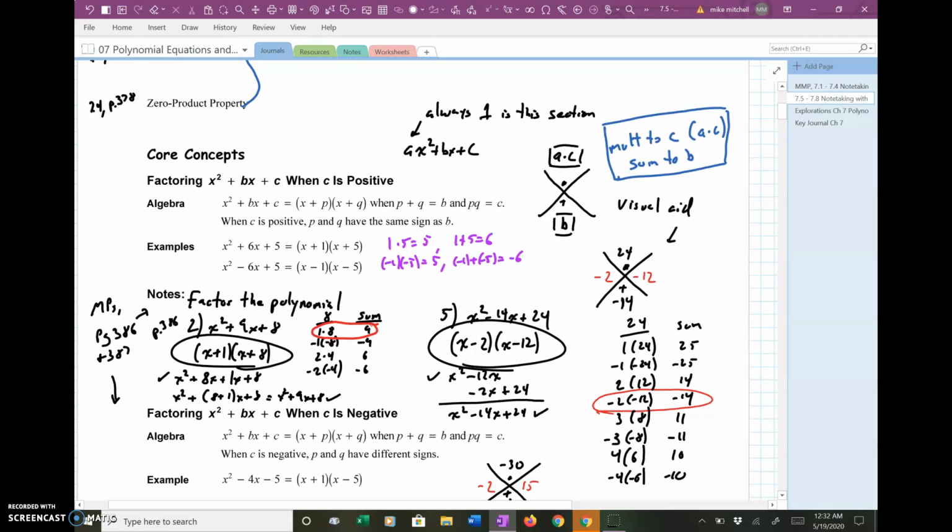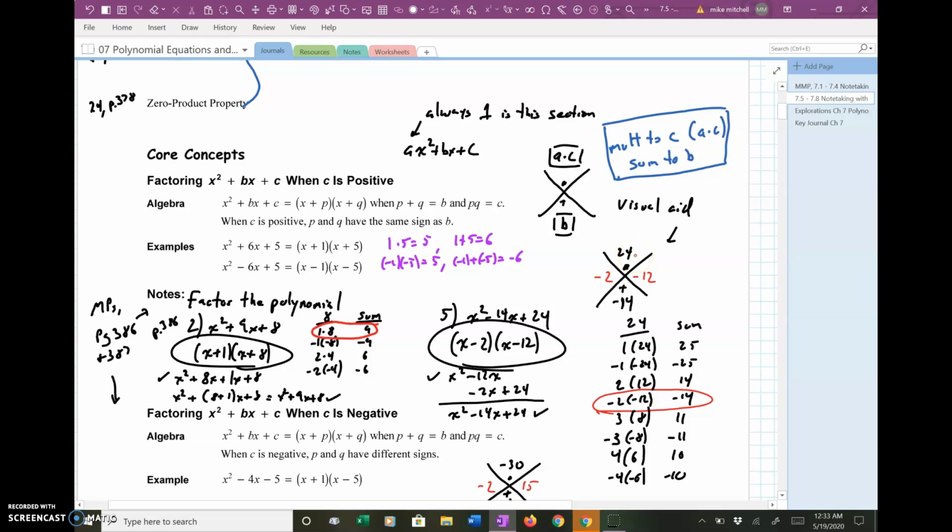It's everything that multiplies to 8. Only one of them adds up to 9. X plus 1, x plus 8. Notice I used the positive 1 to positive 8. The check down here is me multiplying it out, just seeing it come back to x squared plus 9x plus 8. Same thing over here.